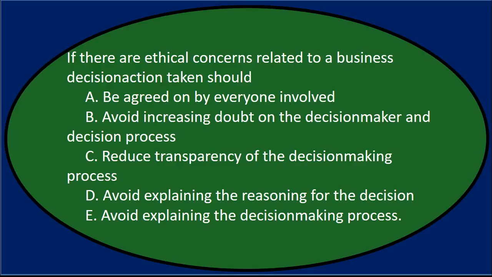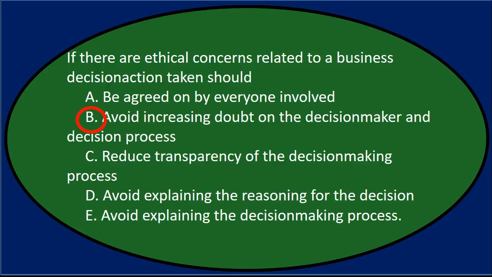If there are ethical concerns related to a business decision-making process, should it: A, be agreed upon by everyone involved; B, avoid increasing doubt on the decision maker and decision process; C, reduce transparency of the decision-making process; D, avoid explaining the reasoning for the decision; or E, avoid explaining the decision-making process. So once again, if there are ethical concerns related to a business decision, the answer is B, avoid increasing doubt on the decision-maker and decision process.